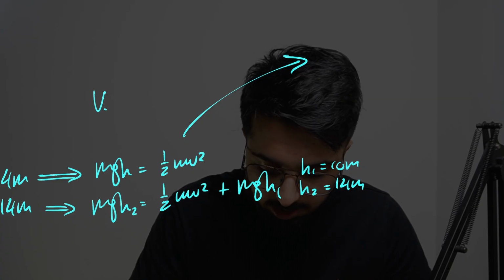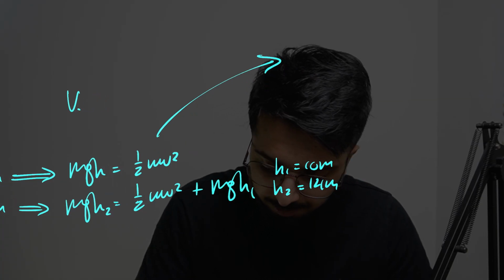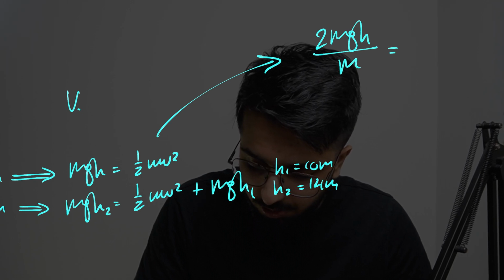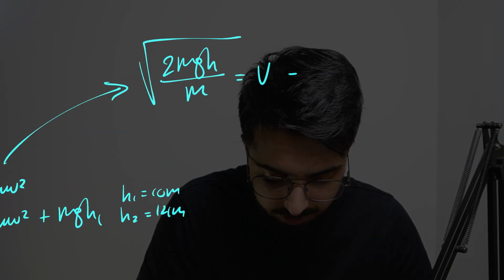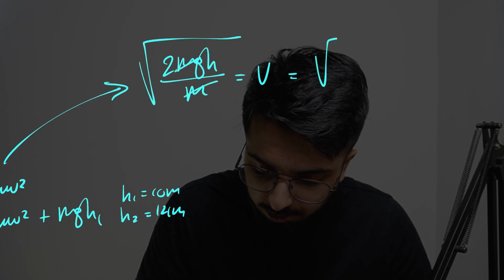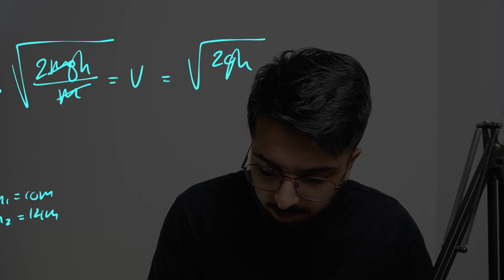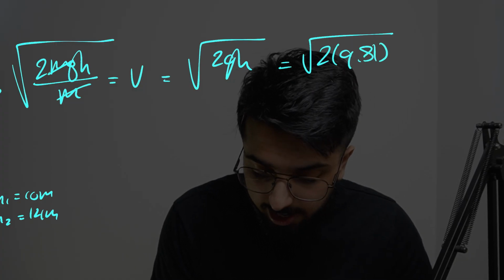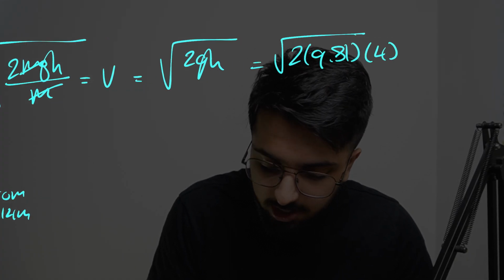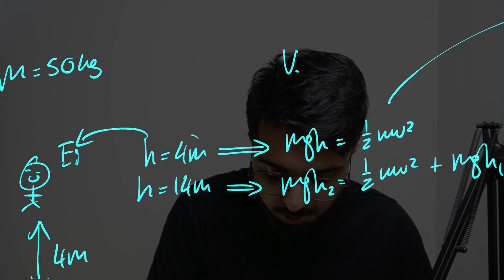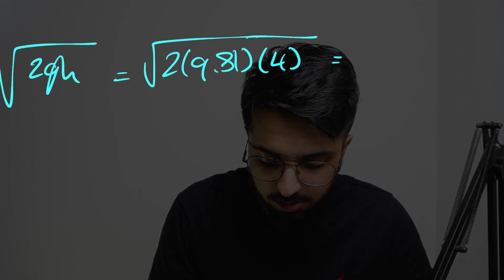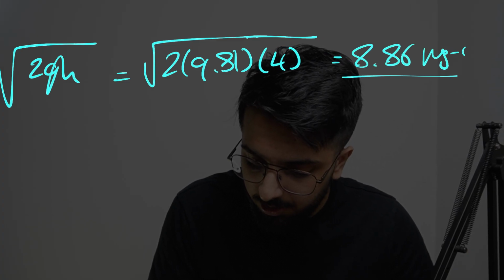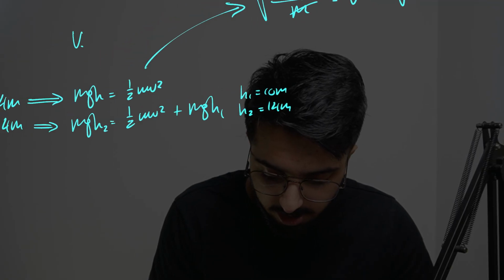So we know he has a mass of 50 kgs, and so we can rearrange for our velocity. We get 2mgh all over our mass is equal to v, and we can square root that, right? And so we can cancel out our masses, and we get the square root of 2gh. And we know g is 9.81, and the height is 4 in this case. We defined this to be 4 meters, okay? And this gives us a value of 8.86 meters per second, okay? And let's do this scenario, okay?